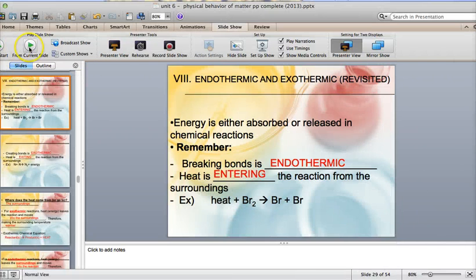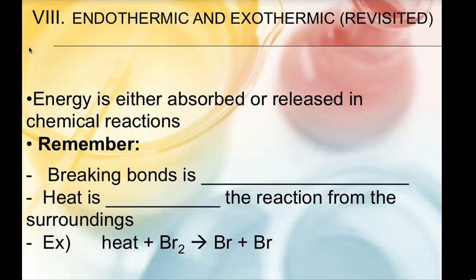Alright, so here we are with Unit 6, Lesson 8, and as you can see, this is more of a review. We've already discussed a couple of times endo and exothermic reactions. Before we get started, you're going to need to take out your reference tables because you're going to need to refer to reference table I.